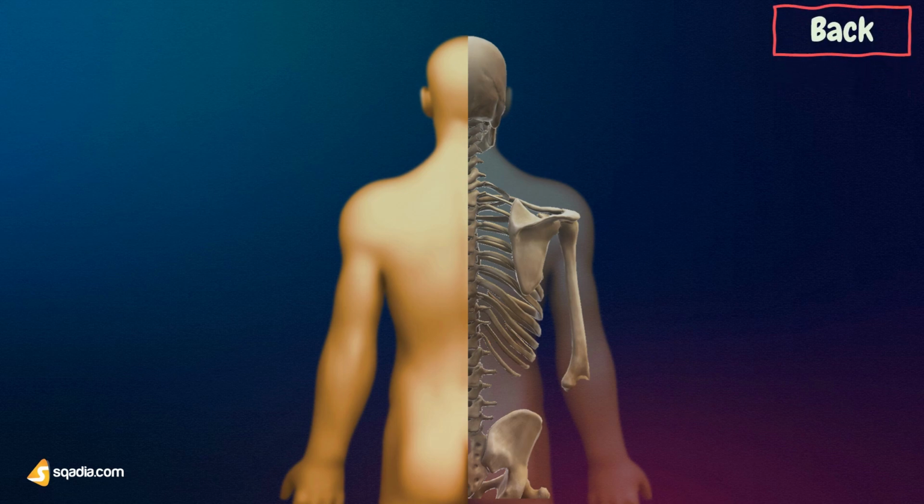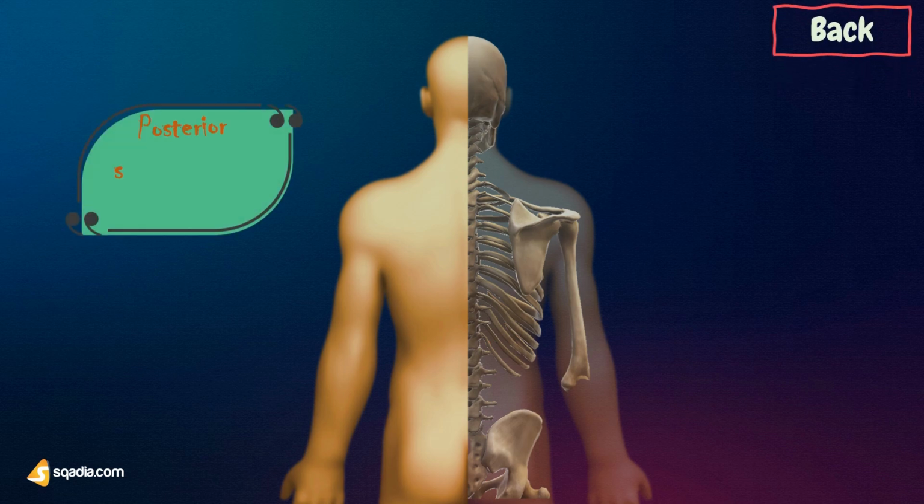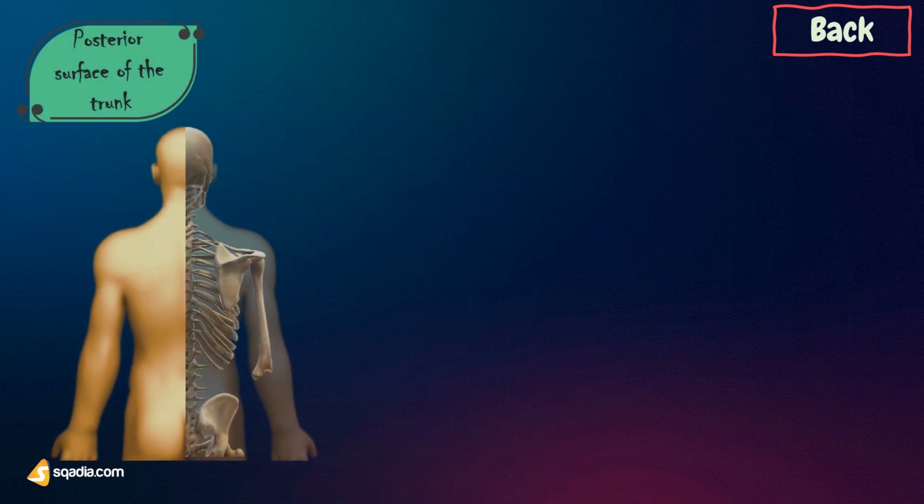The back, which extends from the skull to the tip of the coccyx, can be defined as the posterior surface of the trunk. Or you can say it is the posterior aspect of the thorax and the abdomen is referred to simply as the back.